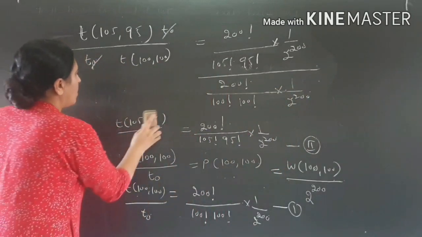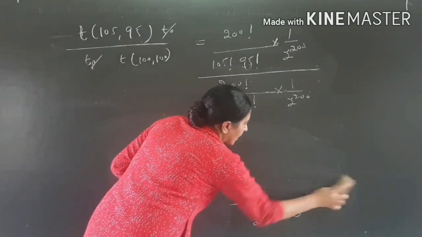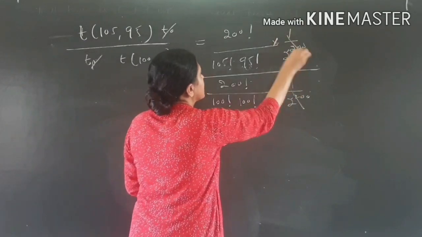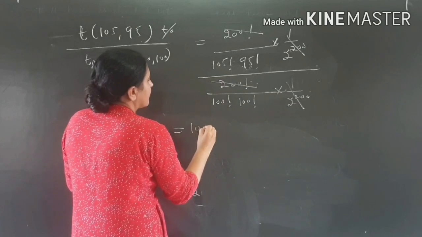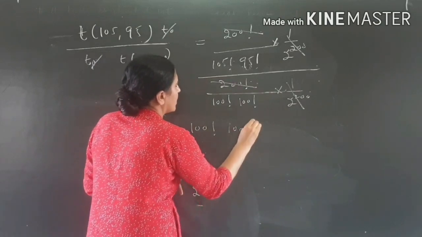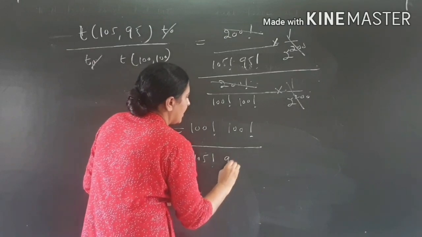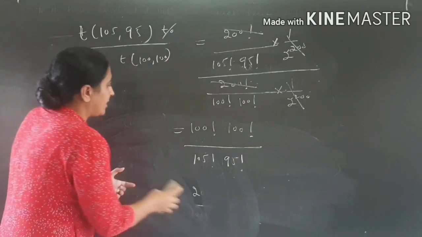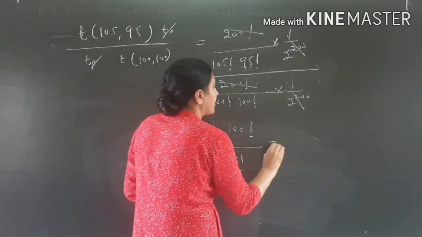Clear? Now what goes with what? 1 over 2 raised to power 200 goes with 1 over 2 raised to power 200. 200 factorial goes with 200 factorial. What you get is 100 factorial times 100 factorial divided by 105 factorial 95 factorial. Clear?